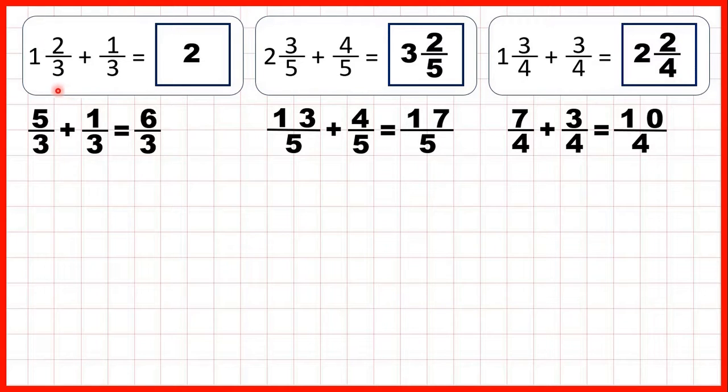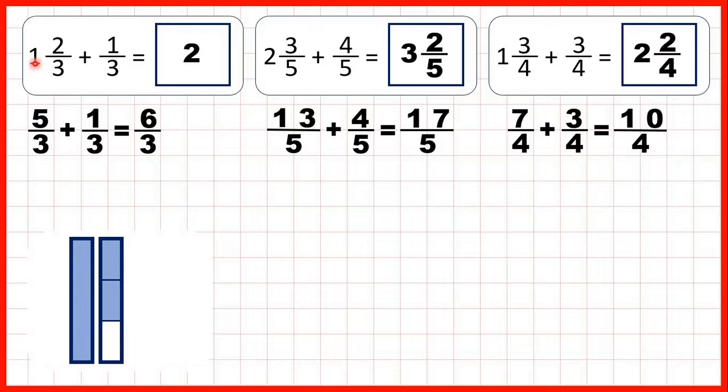So let's see what we did here. For this first question, we had 1 and 2/3, and we were adding 1/3. We changed 1 and 2/3 into an improper fraction, so that's 5/3. When we add 1/3 to that, we get 6/3 as our answer, but 6/3 is the same as 2 wholes. You can see that we now have 2 whole fraction bars shaded.